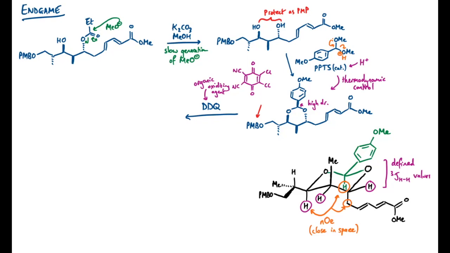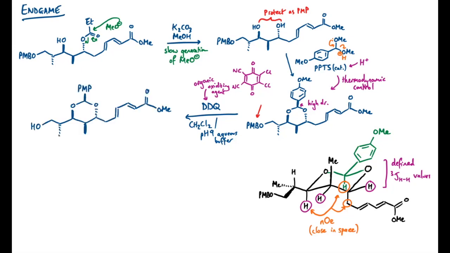So to solve this, what we do is we just buffer it. We want to keep it mildly basic in this procedure. So we can just use a combination of dichloromethane that helps keep things soluble, and the pH 9 aqueous buffer. These things are just commercially available and most labs will have them kicking around somewhere, and that will stop any side reactions happening for us.